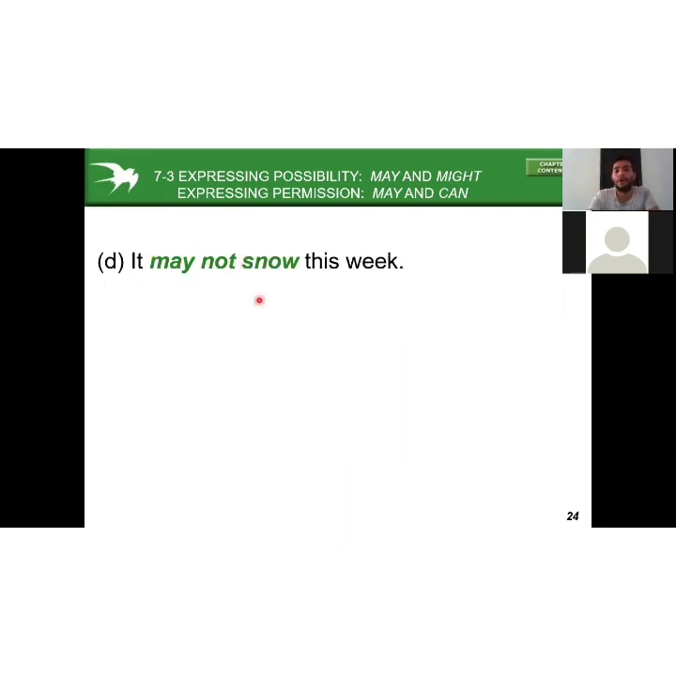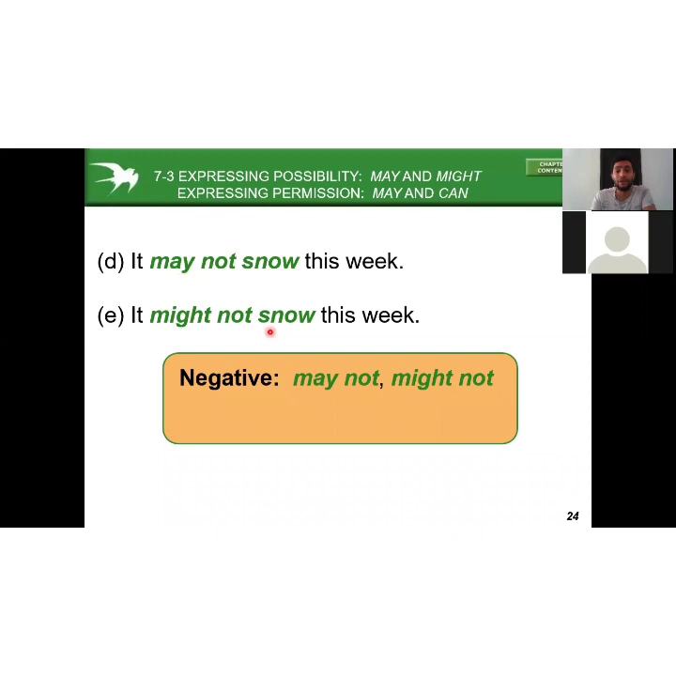May stronger than might. So we have another example, take a look. This is for the negative form. It may not snow this week. Now, when we say this, of course, we're again talking about something you don't know is going to happen, but maybe you saw the news, so you know that it's not going to snow. Here, again, it might not snow this week. This is more a no. This is more a yes, it will, right? So it all depends on the context itself.